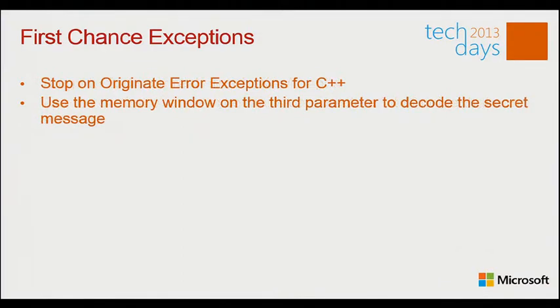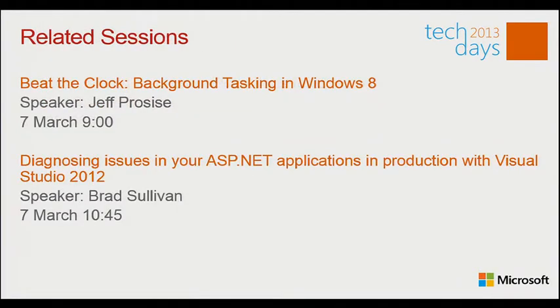So the way you set that up is you just stop on the originate error exception and use the memory window on the third parameter to find the secret string that can help you with your message. Okay, so that finishes up the demos I'm going to show.